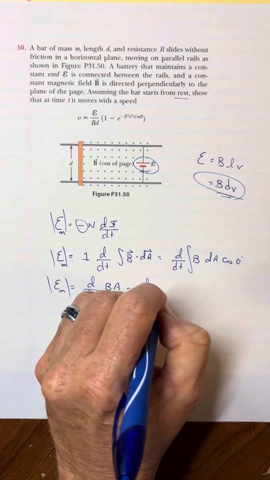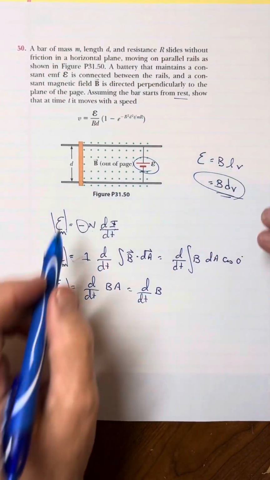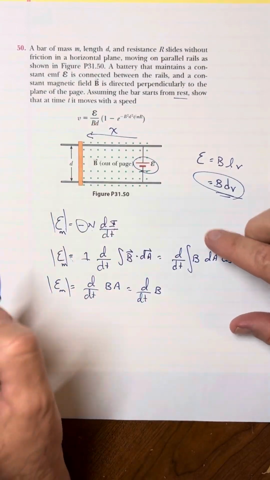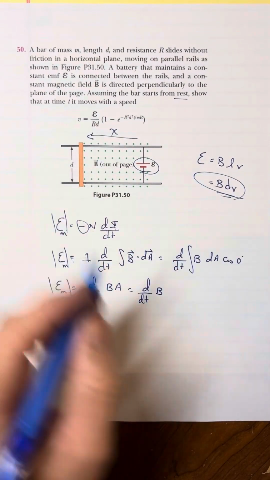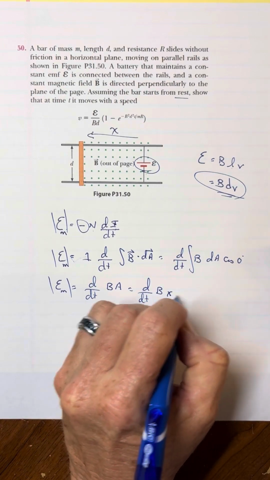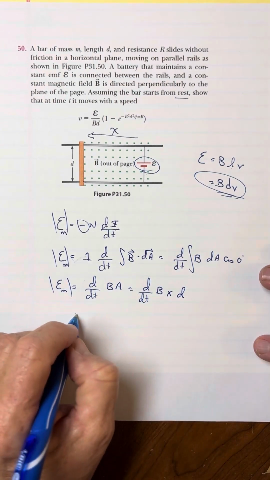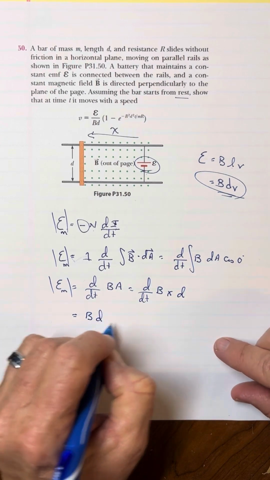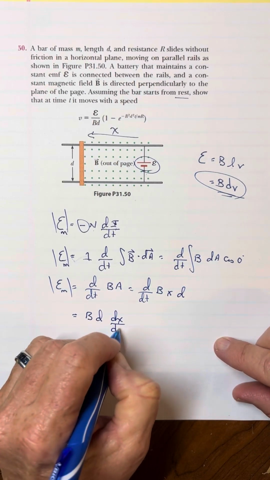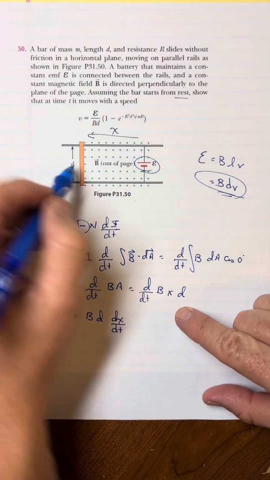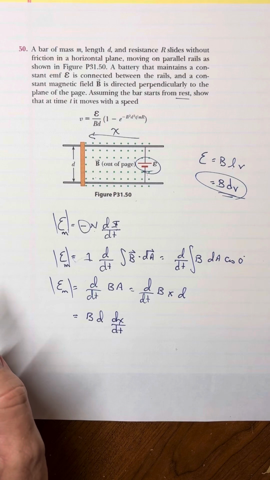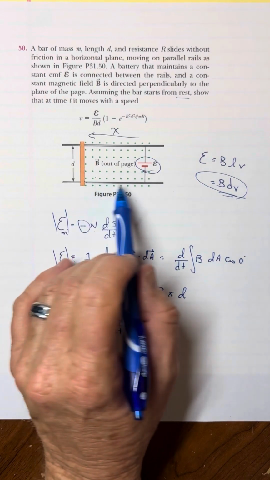And then the area of this would be its length. Let me call this, say, x. And this d, so this would be x times d. And looking at these, the B doesn't change with time, the d doesn't change with time, but the x does change as it moves. And I keep pointing inward.